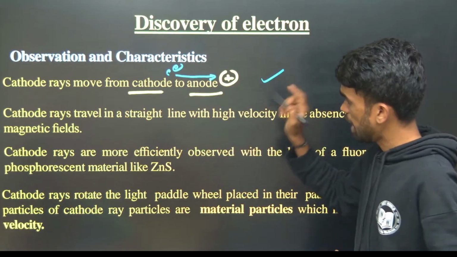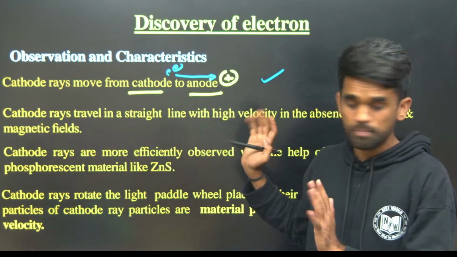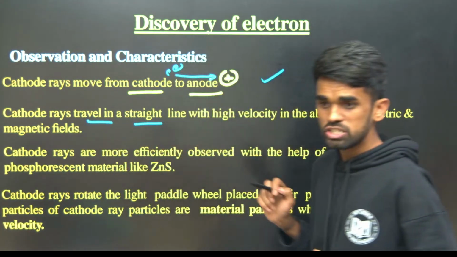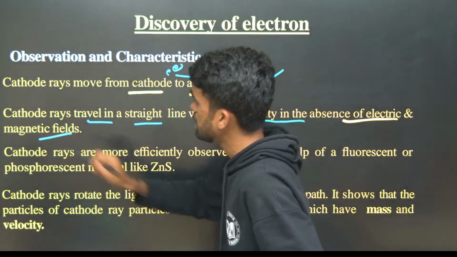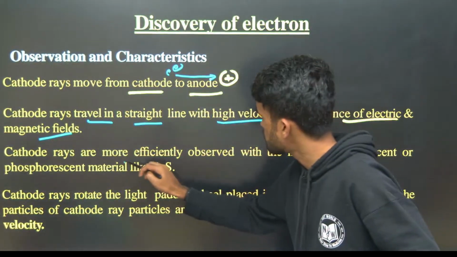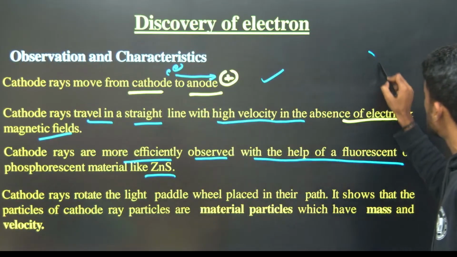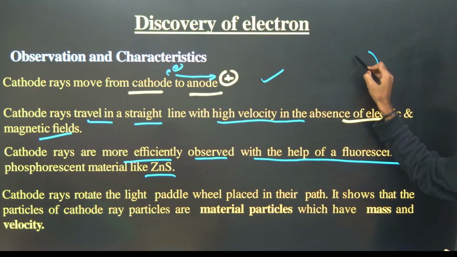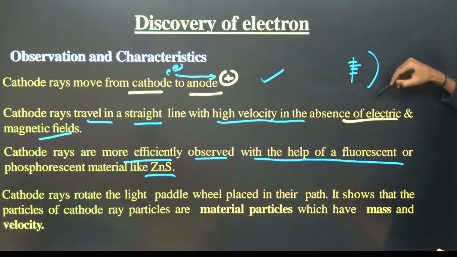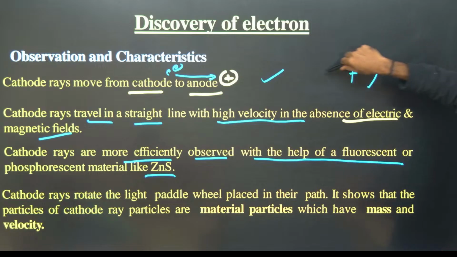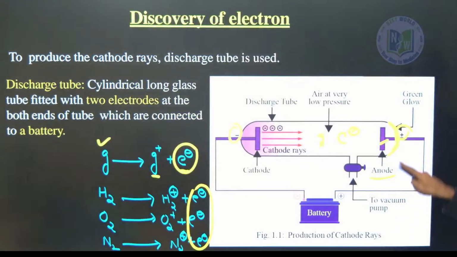Yeah. So in the exam you can expect a statement based question from this particular topic. Cathode rays travel in a straight line with high velocity in the absence of electric and magnetic fields. Cathode rays are more efficiently observed with the help of a fluorescent material, zinc sulfide. We have seen now, I told you a perforated anode is there. It means making holes on the anode and applying a fluorescent material like ZnS, where the electrons will hit and show glow, as I told you on this side.